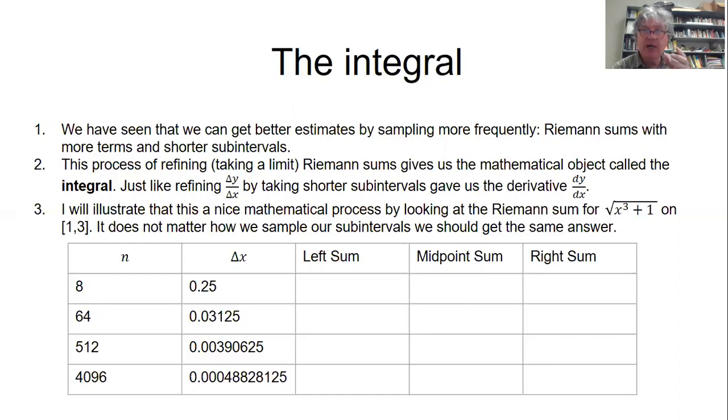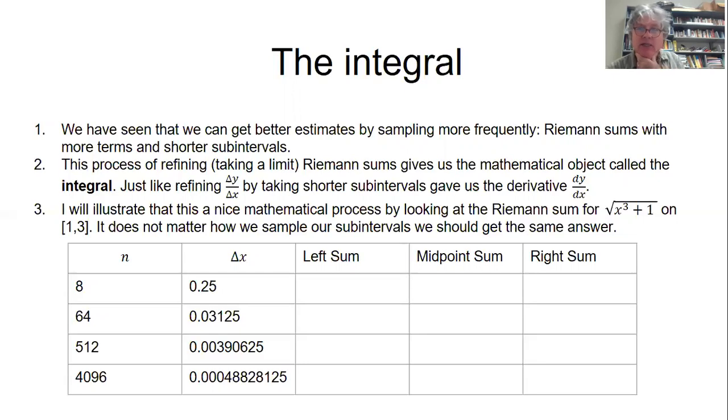By refining, we're taking a limit, right? We're doing more work, and we're seeing stabilization. This is exactly like what we did with the derivative when we looked at difference quotients and made better and better estimates by taking shorter subintervals of the difference quotient.